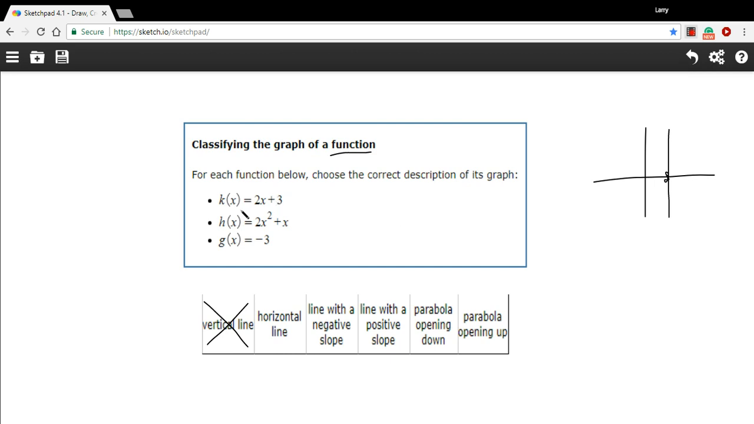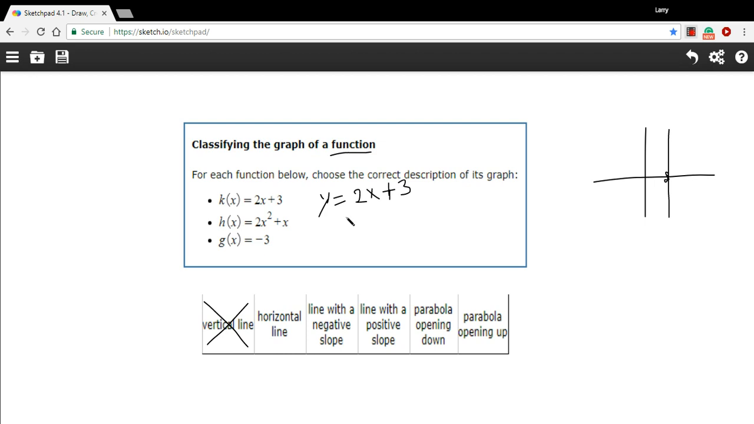Let's look at the equations we have here. The first one says k of x equals 2x plus 3. And this function notation, k of x, h of x, g of x, in your head, you can think of that as just like where the y goes. So this is the same thing as y equals 2x plus 3. And you should recognize that as linear. This is a line, the equation of a line.